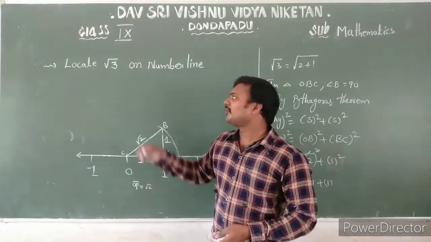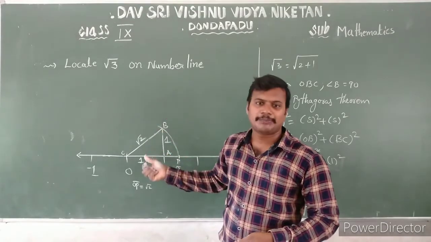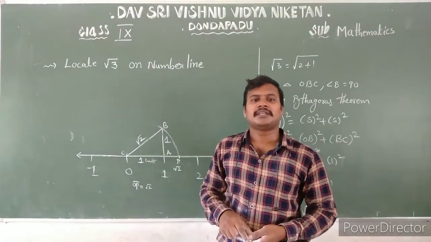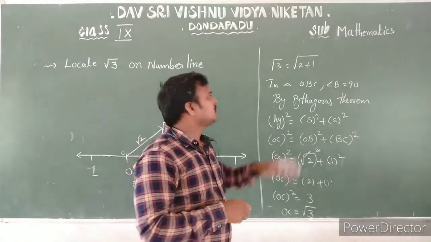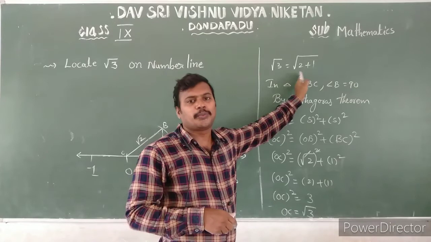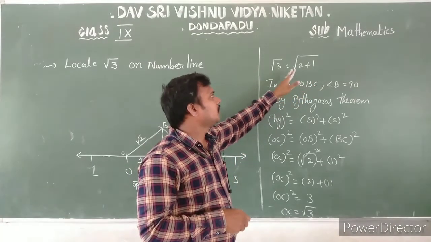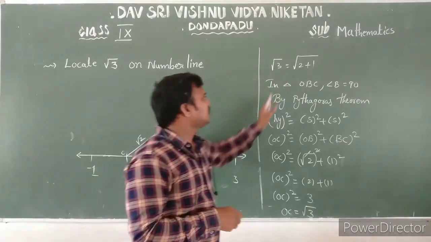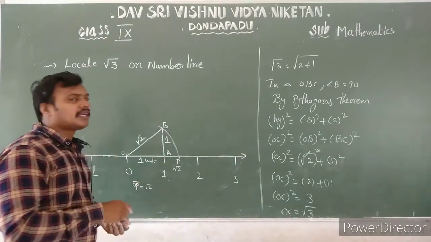Now one more irrational number we are going to represent on the number line. That is root 3. We can express root 3 as the square root of root 2 squared plus 1, which is nothing but root 3 only. Now we are going to construct.